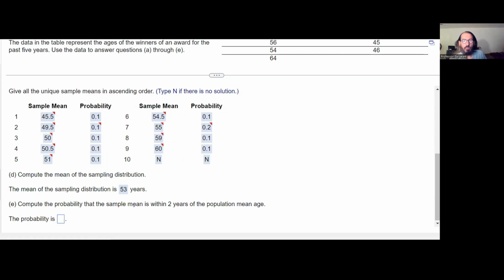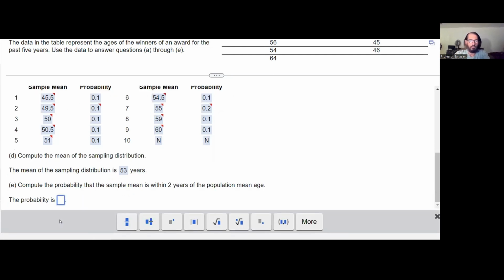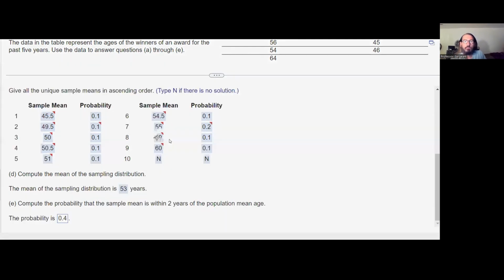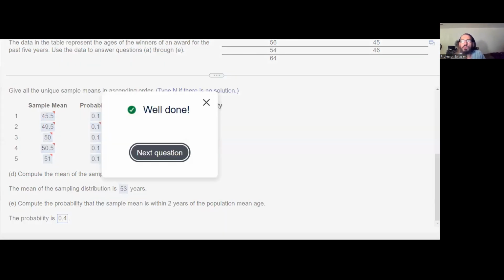So what's the probability the sample mean is within 2 years of the population mean age? So from 51 to 55, got 0.1, another 0.1, and 0.2. Adding those up, I would have 0.4. Okay, let's see what's left to do. Should just be one more example.